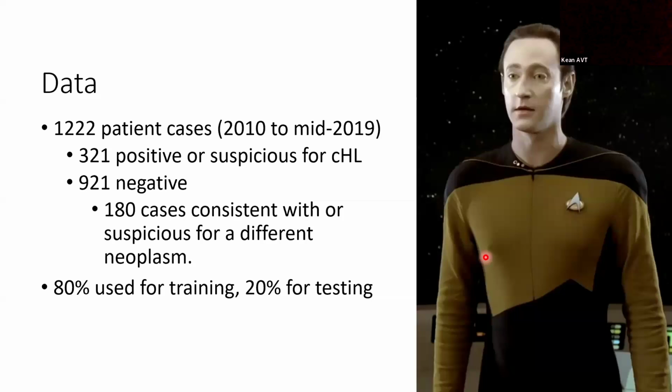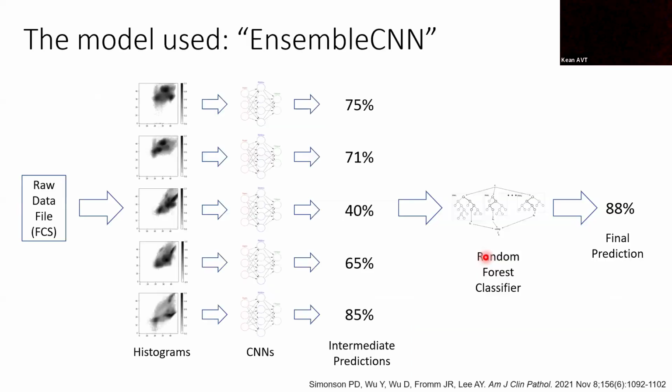So in terms of data, we took data from about 1,200 cases, 321 positive or suspicious for classic Hodgkin lymphoma, and 921 were negative. And 80% of the data were used for training, 20% for testing. So this is the actual algorithm.